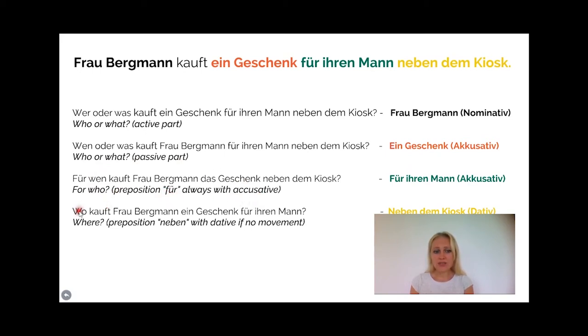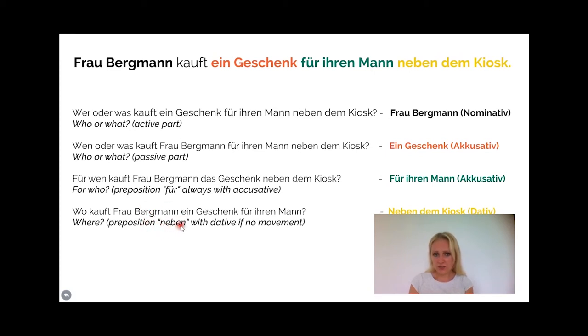And the next question here is, wo kauft Frau Bergmann ein Geschenk für ihren Mann? Right? It means where. Where is she buying a gift or a present for her husband? And here you have the preposition neben, which means next to. This belongs to the Wechselpräpositionen, they are called in German. So those prepositions which are about location can stand in the dative or in the accusative. It depends on whether the question is where to somebody is going, or where somebody is. Now this is for the A2 level already, but just for you to know.